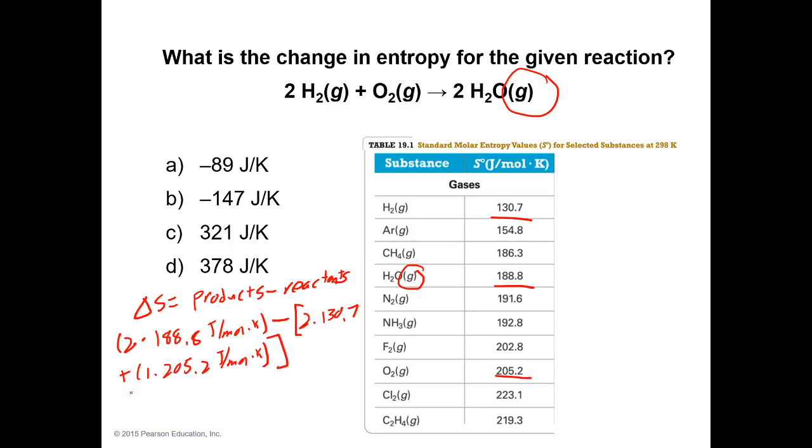So then if I total everything up, my products are going to give me a total of 377.6 joules per mole Kelvin. Whereas my reactants, when I subtract them, I'm going to be subtracting 466.6 joules per mole Kelvin. So you combine all these together, and we get that our delta S equals negative 89 joules per mole Kelvin. And that will be answer A.